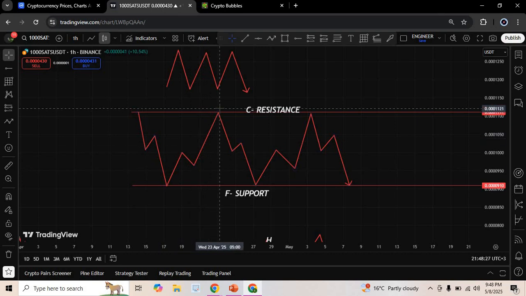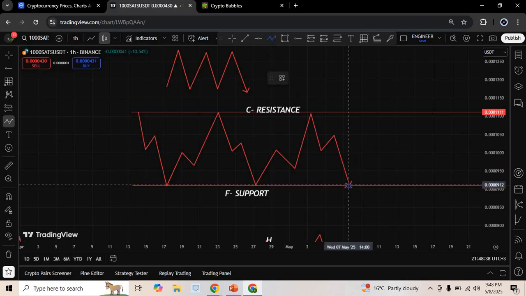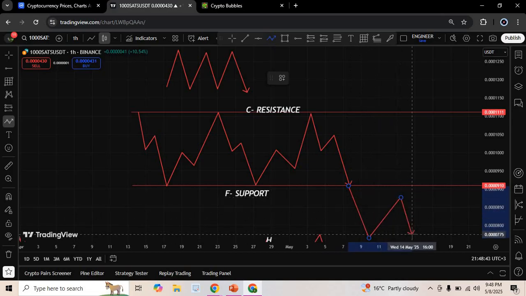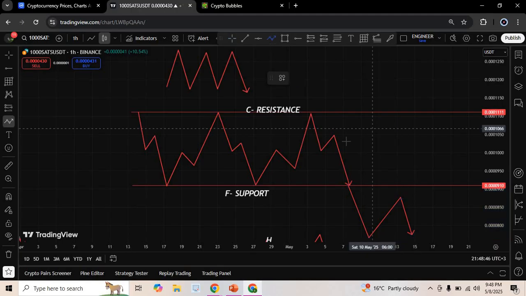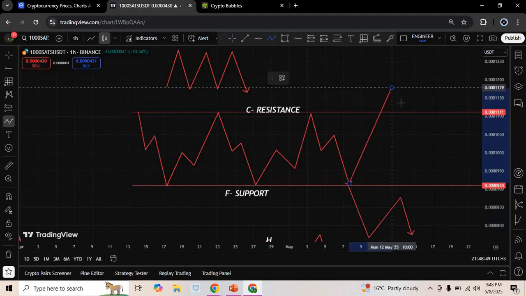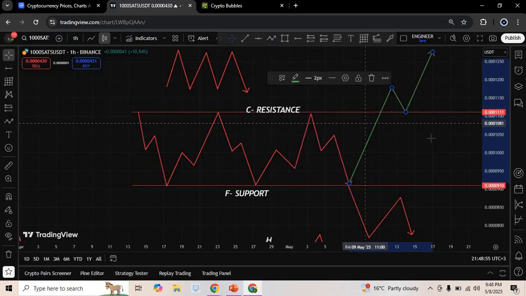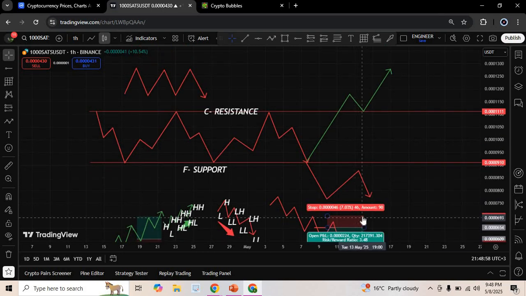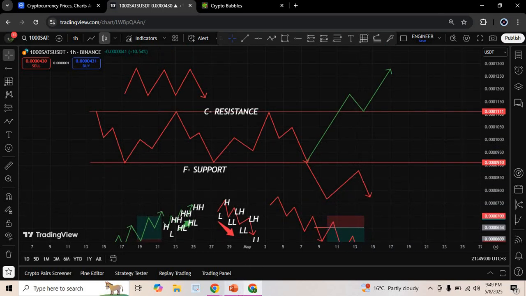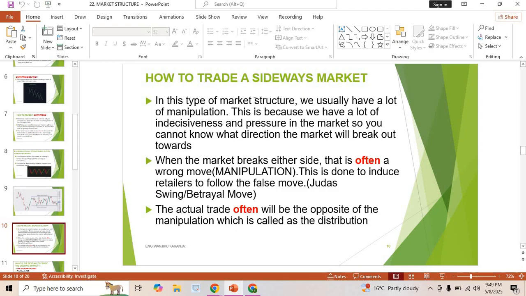So technically speaking, there is pressure between the buyers and the sellers. Remember, in this zone, they almost have equal strength. So there's indecisiveness of whether the sellers will overcome the buyers and the market will break towards the downtrend like this, or the other way around, where the buyers will overcome the sellers and the market will break through the resistance level and go up like that. So it's a fight between the buyers and the sellers. And when we are saying there's a lot of indecisiveness in the market, hence there's a lot of manipulation that will occur in this type of market structure.